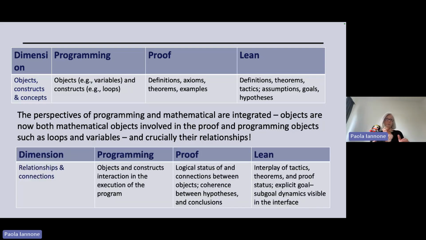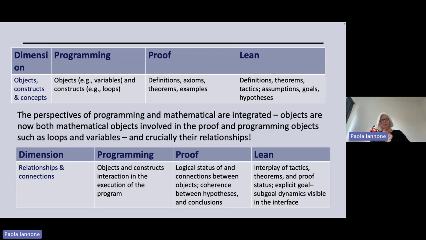And this is the second line of my horrible table, this idea of relationships and connections. For example, if I'm thinking about Lean, I need to understand how the tactics play together, how the theorems play together, and how the explicit goal and sub-goal are visible in the interface.